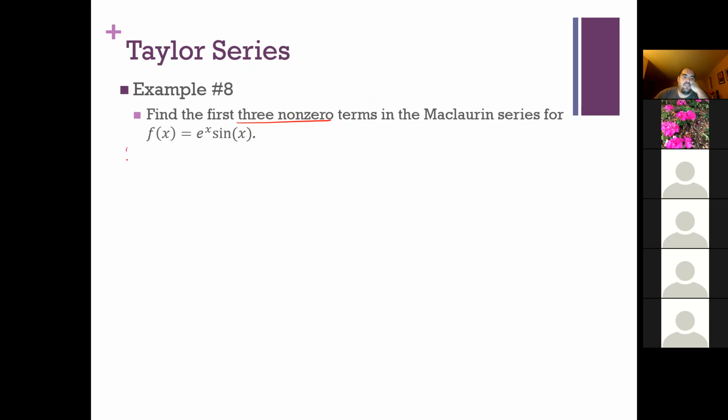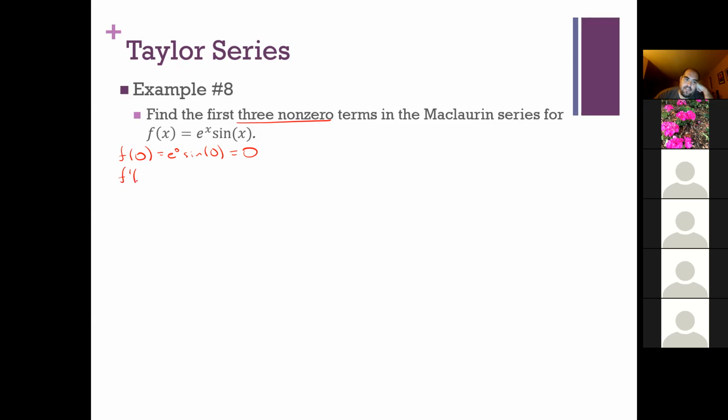So what's f of 0 going to be? Is f of 0 going to give us a non-zero term? What do you think? No, because sine of 0 is 0. Right. So now we know we got to take at least 3 derivatives.